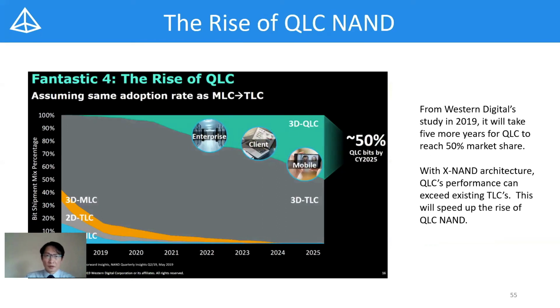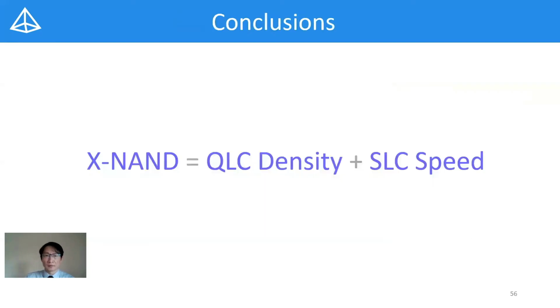From Western Digital's study in 2019, it will take 5 more years for QLC to reach 50% market share. Many studies also suggest QLC will not replace TLC in many fields because of the lower performance. However, with XNAND architecture, QLC's performance can be better than today's TLC performance. This will speed up the rise of QLC NAND. So what's XNAND? XNAND is QLC density plus SLC speed. XNAND marks the coming of the age of high-speed 3D NAND flash memory.